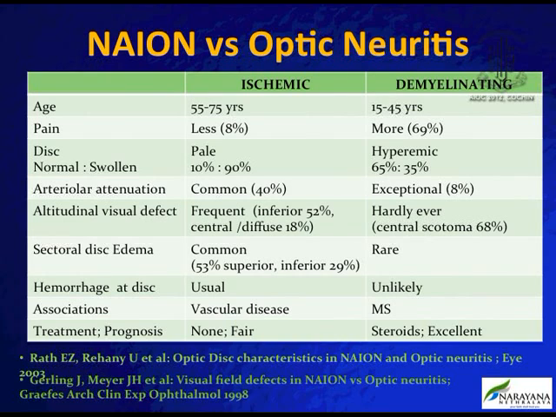Sectoral disc edema is commoner superiorly in ischemic, whereas it's rare in demyelinating. Hemorrhages are common in ischemic. Association, as we know, is vascular disease for ischemic and multiple sclerosis with demyelinating. Treatment-wise, there is none for ischemic. Steroids, as we know, for demyelinating. But prognosis-wise, demyelinating obviously has a good prognosis.